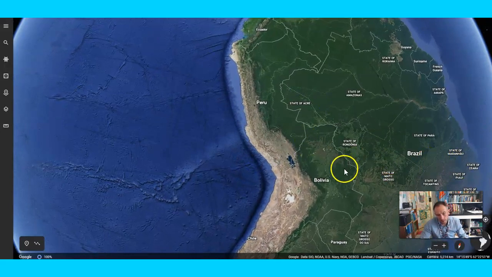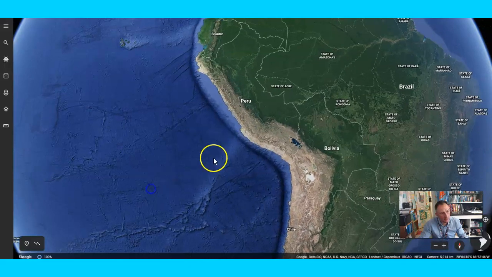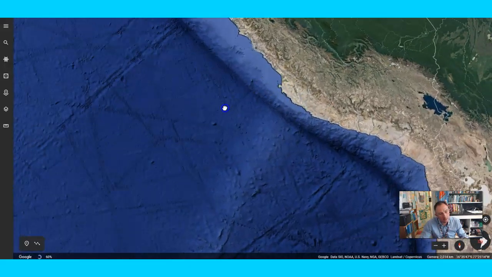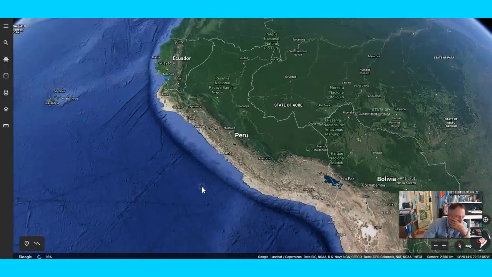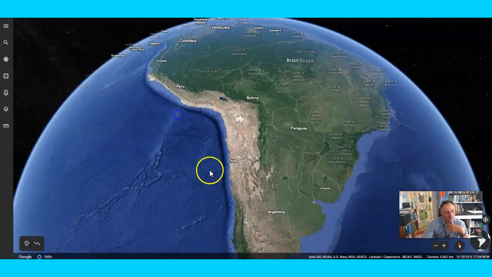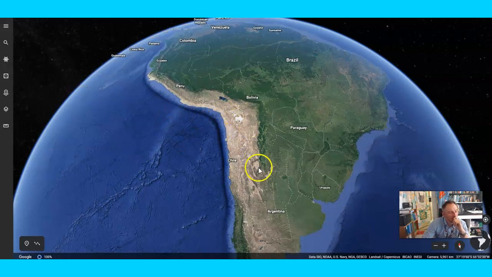Can I do that? Can I go 3D? It's not wanting to let me. I'll go down here and do it. So anyway, there we go. The Marianas, or not the Marianas Trench, the Pacific plate colliding here with South America and lifting up the Andes Mountains. A really deep trench in here.